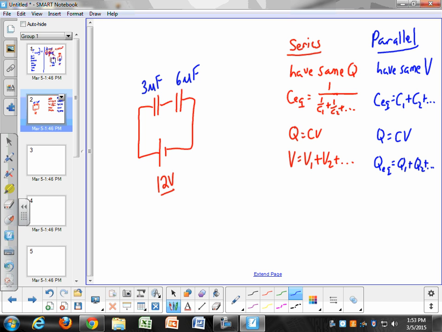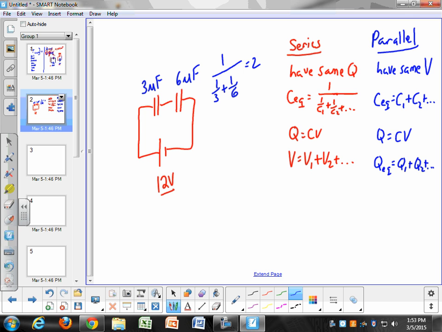Okay, when you have capacitors in series, what you have to do is find the equivalent capacitance, and then find the equivalent charge, and then capacitors in series have the same charge, so I know whatever charge is on the equivalent capacitor will also be on each individual capacitor. So this equivalent is going to be what? A 3 and a 6 in series is going to be 2. That's right. So I find the equivalent is going to be 1 over 3 plus 1 over 6.